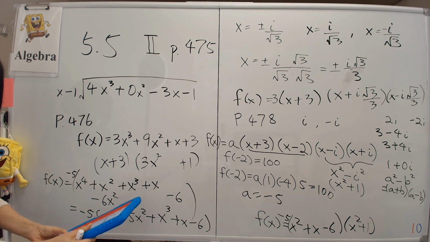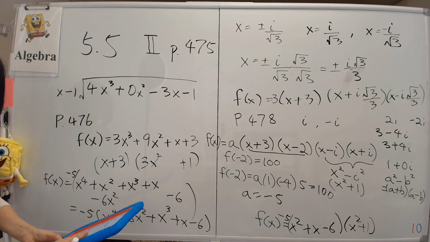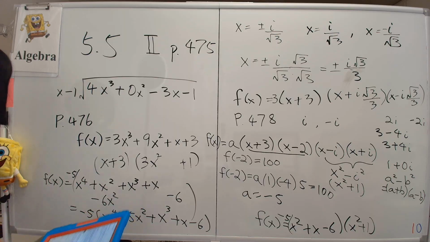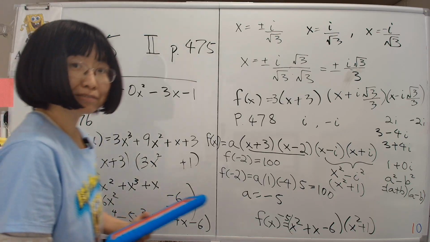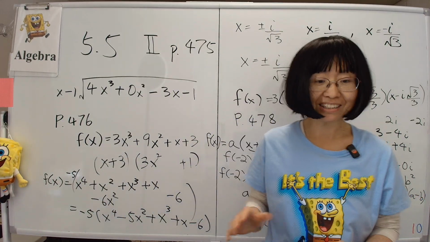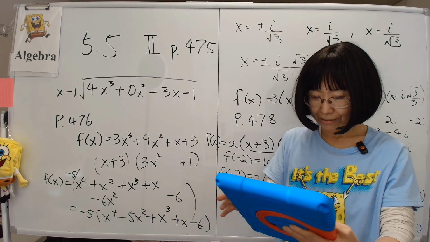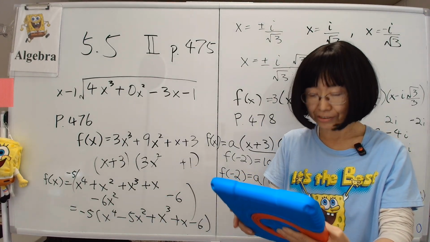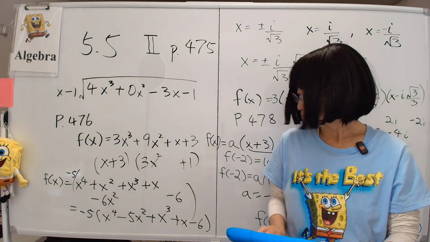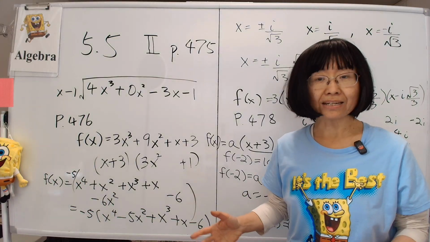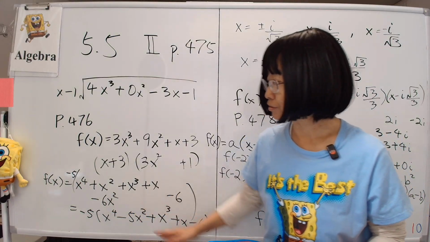-5x^4 plus x^3 minus 5x squared plus x minus 6, and then we multiply it out, and I don't want to do that anymore. Okay, so we'll call this done. You can go ahead and multiply it out, and that gives you the final conclusion of example 7, which is not that exciting, but you do need to know how to do this.